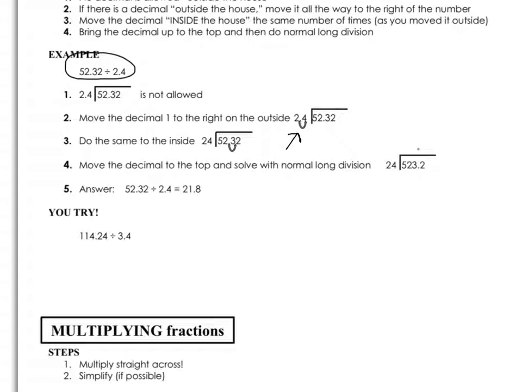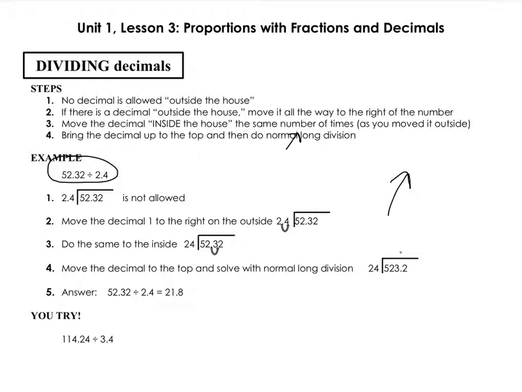But what I did to the outside, I also did to the inside. So you can see that it went from 52.32 to now 523.2. And as we solve this, if we were to work it through, let me undo that last arrow. Oops, that's okay. So if we were to do long division here, 24 goes into 52 2 times, okay?